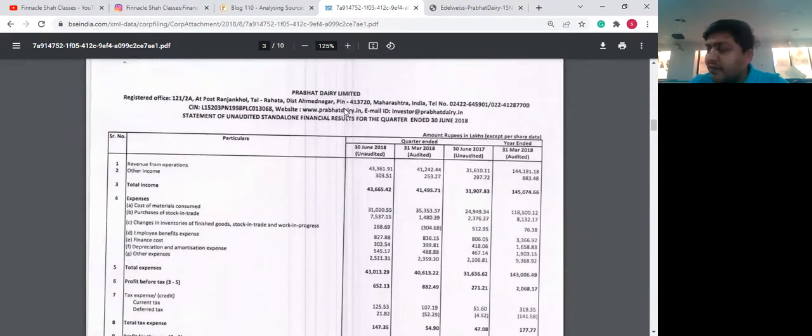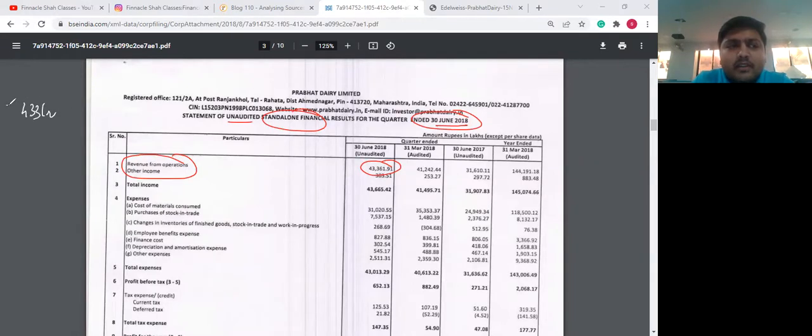The figures in front of you are standalone figures for Prabhat Dairy. Let me write down these figures so that we can have them for reference and comparison purposes. The revenue from operations for the standalone figures, remember, the quarterly figures are often unaudited, is as of quarter 1 2019, because the 30th June period is quarter 1 2019. The revenue figure for quarter 1 2019 is roughly 433 crores for standalone. How did I decipher that? We see the figures to be in lakhs, so these would be 433 crores.